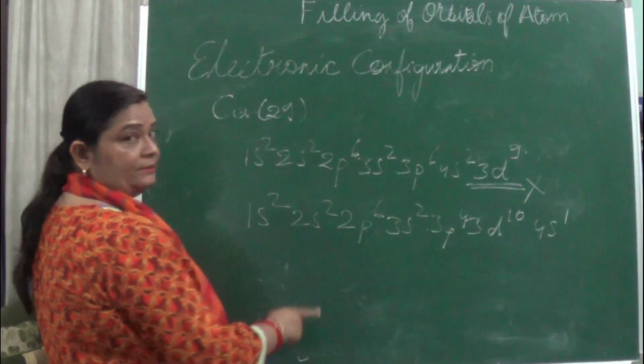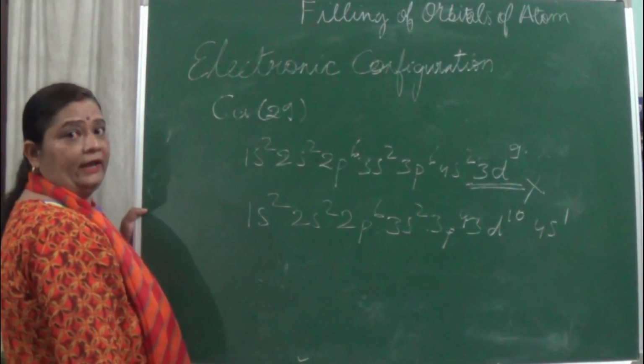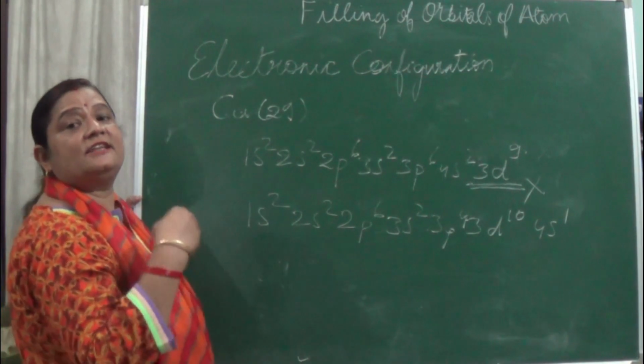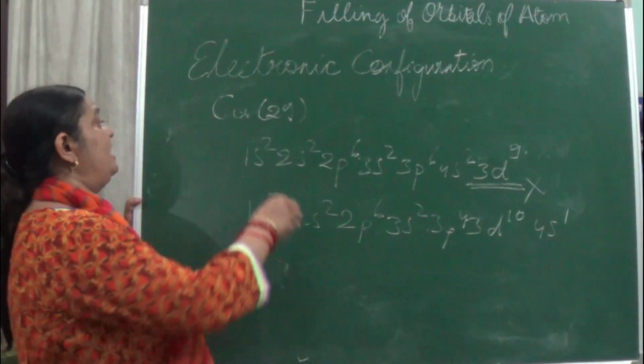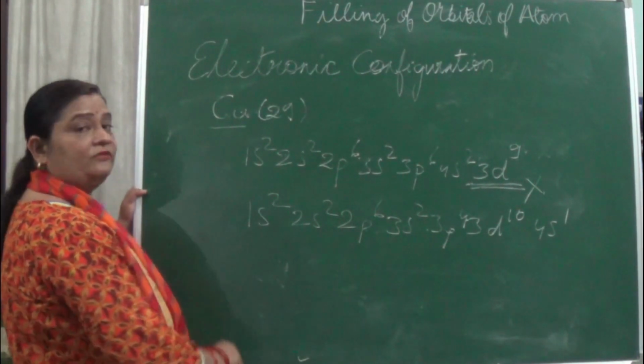More stability means the number of exchanges of the orbitals will be more. And as a result, when the number of exchanges increases, the stability increases. This is why we have the exception for copper and chromium. So this is the end of the chapter.